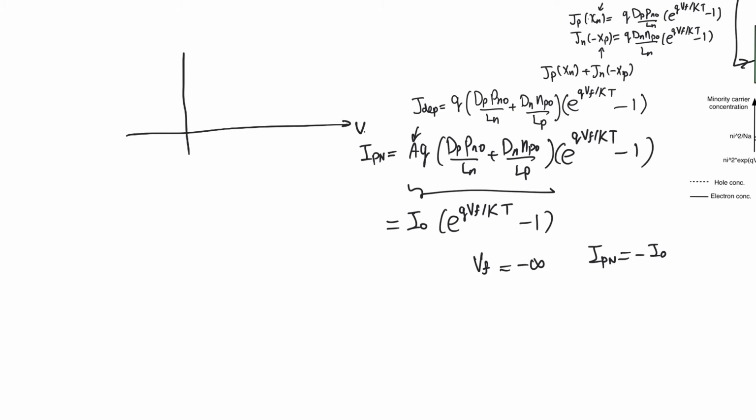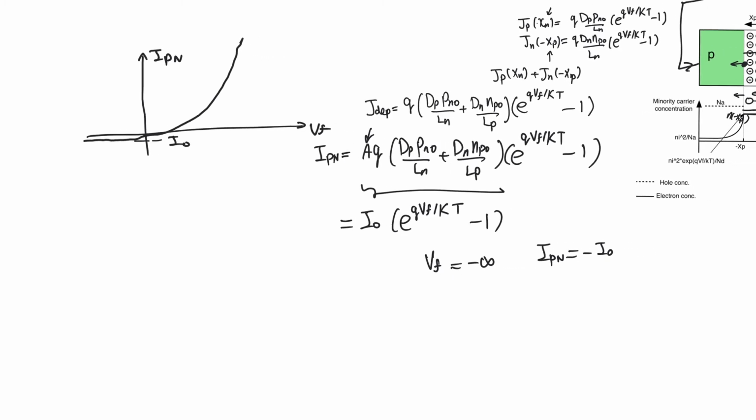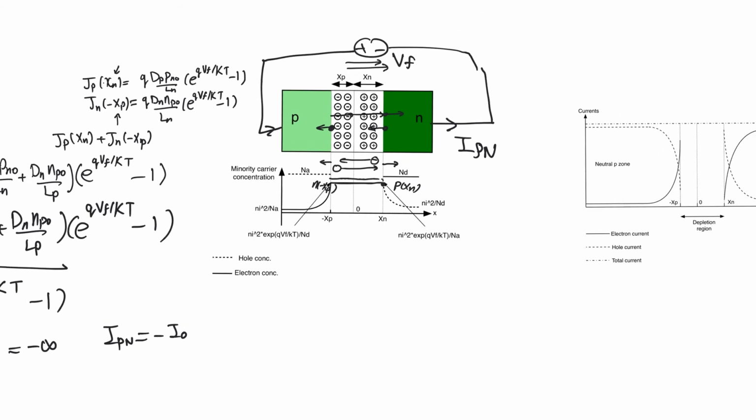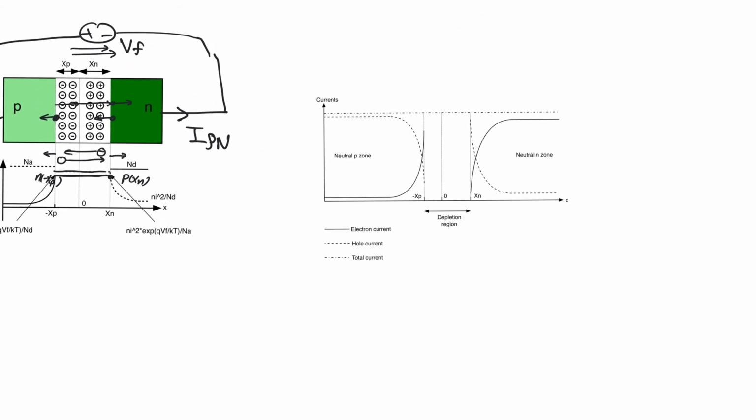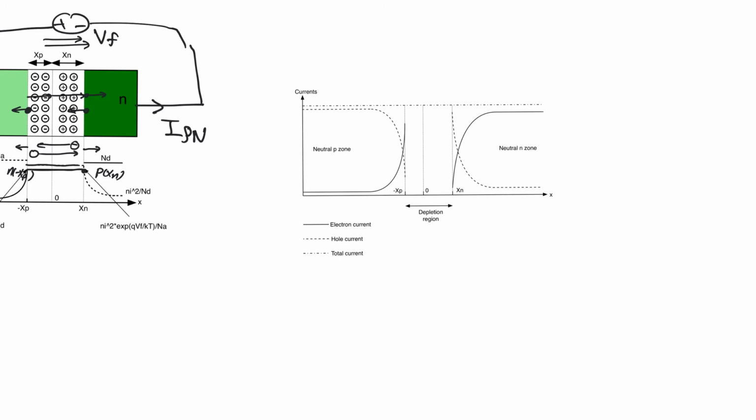In fact, if we try to draw the PN junction current against VF, we find that it increases exponentially in the forward direction, and that it saturates at a value minus I naught in the reverse direction. This is the asymmetric behavior of PN junctions that we have talked about before. Now, we have to understand what happens to the current, to the total current throughout the whole device.